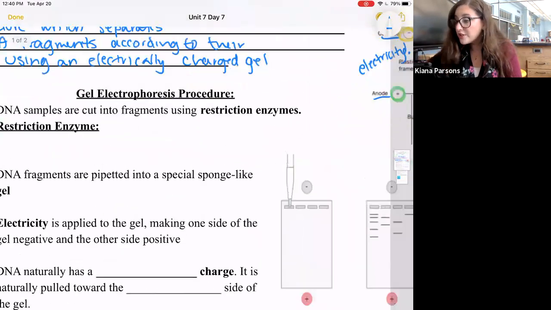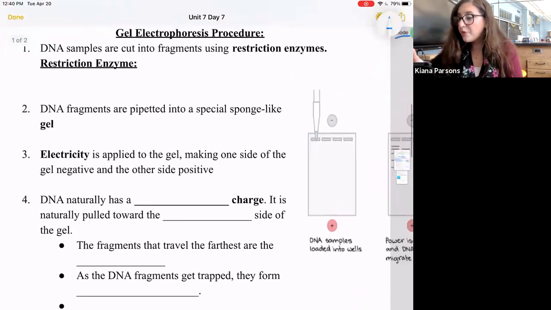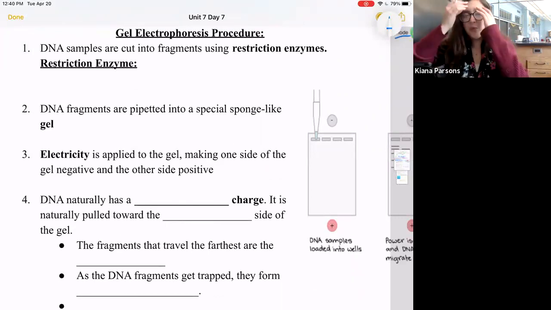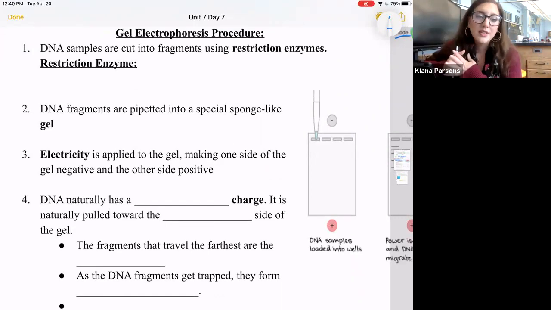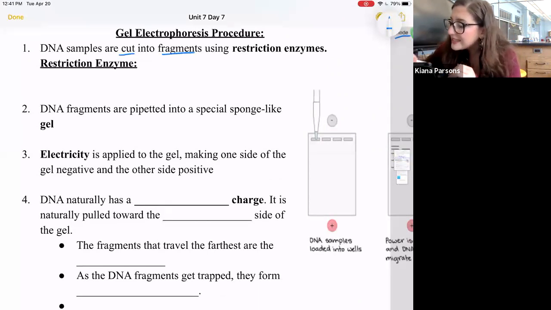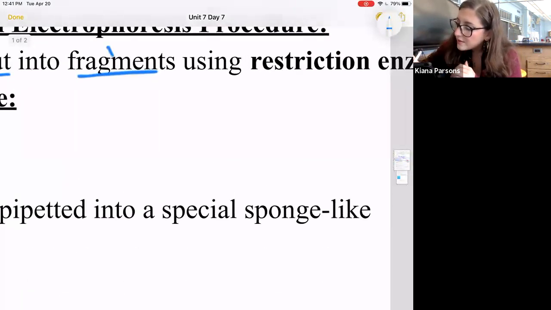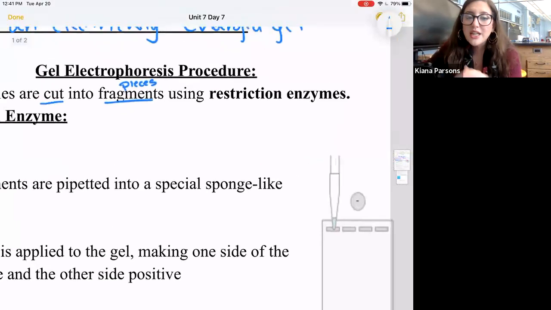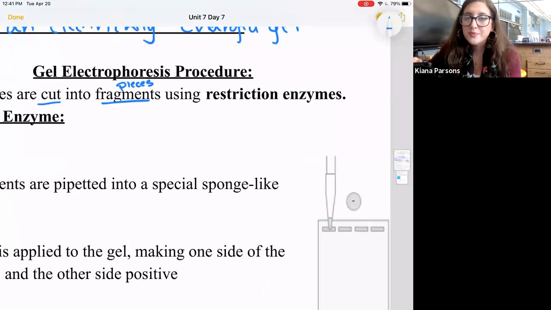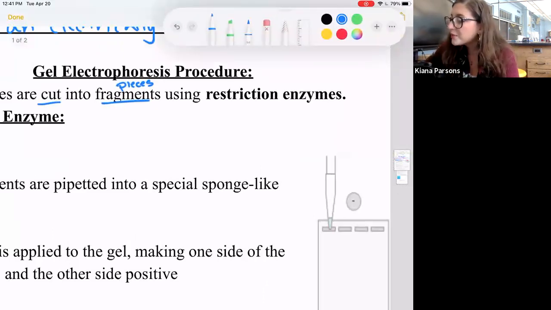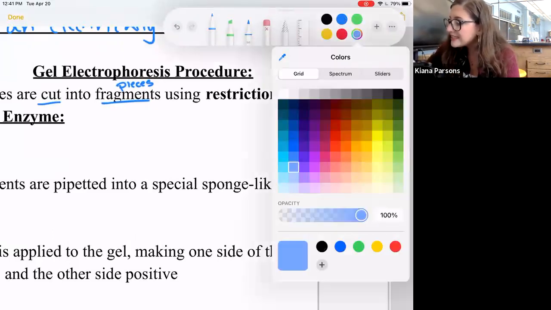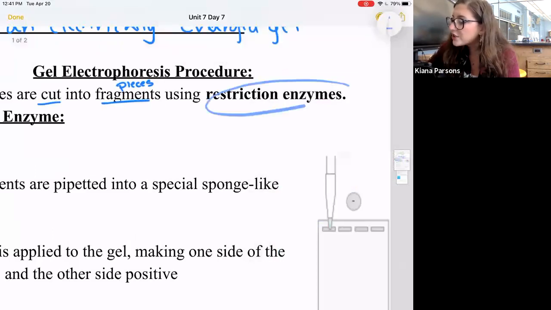So first, before the DNA samples are placed in the wells, in the procedure, this is why we started talking about enzymes, the DNA samples are cut into fragments or pieces using a restriction enzyme. So we can think of a restriction enzyme like molecular scissors, right?